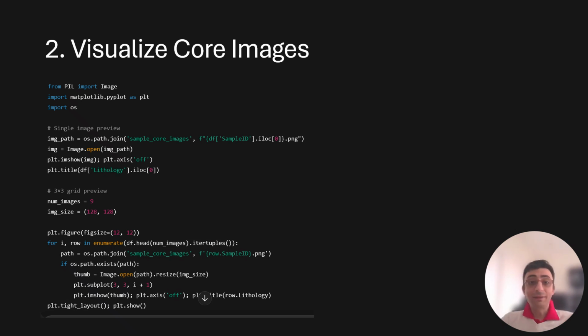Here we connect rows to images by file name. Each image is named sample ID.png inside the sample_core_images folder. And I did a quick sanity check. Then for a broader scan, I created a 3x3 grid of images.